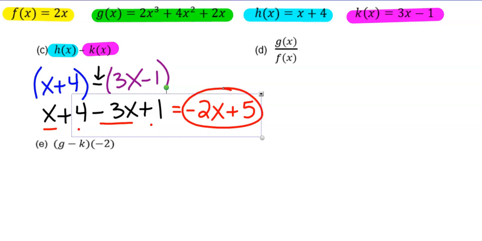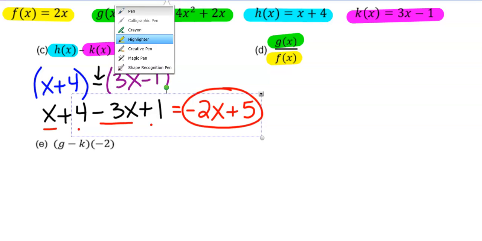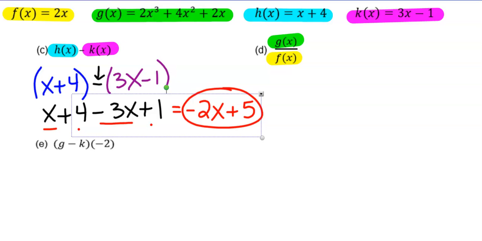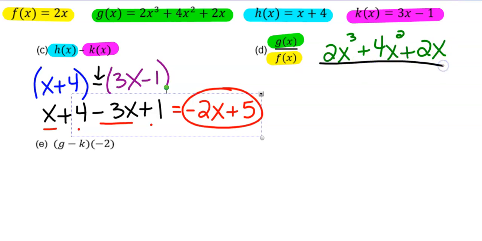Okay, and D, g of x divided by f of x. So g of x is green, and we want to divide it by f of x, which is yellow. So we have 2x cubed plus 4x squared plus 2x divided by f of x, which is 2x. So now you have a polynomial divided by a monomial.